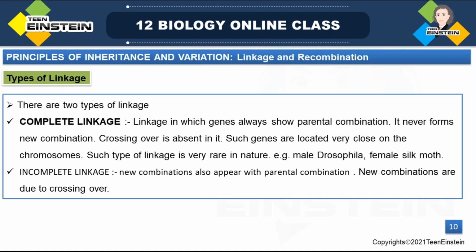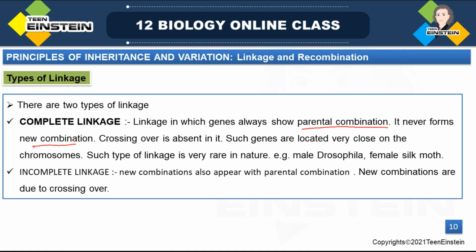What is complete linkage? The linkage in which genes always show parental combination. That is called complete linkage. So it never forms a new combination. Parental combination only it will form. Okay. There won't be any new combinations. Only parental combination it will form. That is the complete linkage. Linkage in which genes always show parental combination and it never forms a new combination. That is called complete linkage.